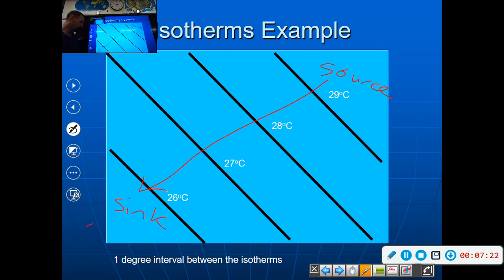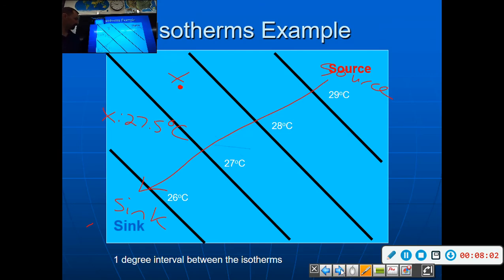We know there's a 1 degree interval between the isotherms, so we can predict the temperature at a certain point. If I say that's point X there, we could say that's 27.5 degrees Celsius. You can predict what the temperature is at a point by looking at the map and estimating what you think it is. So it's a great little tool, and we'll be using it again in weather and, of course, mapping, which we're going to do in the next part of the chapter.